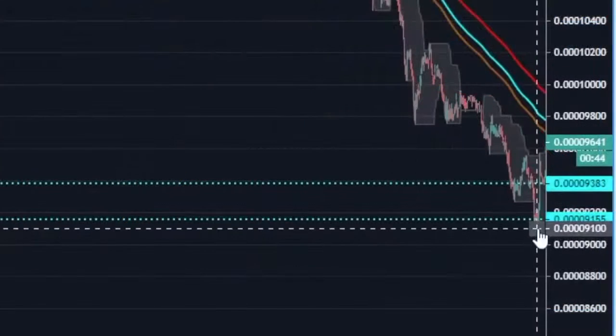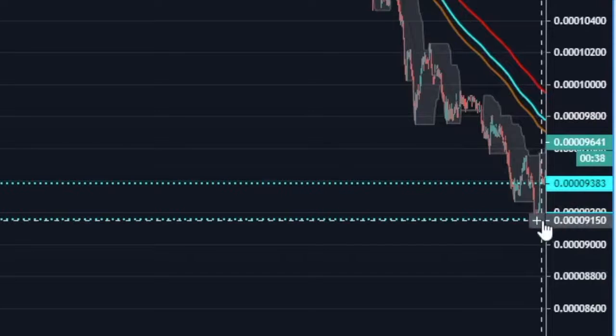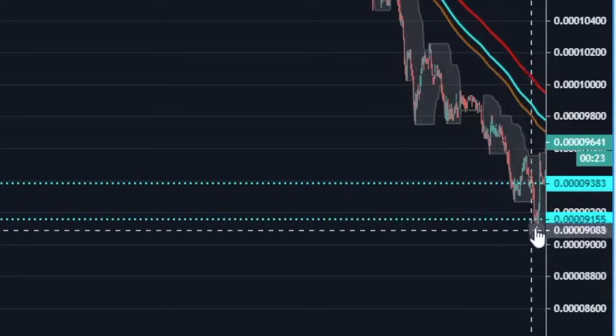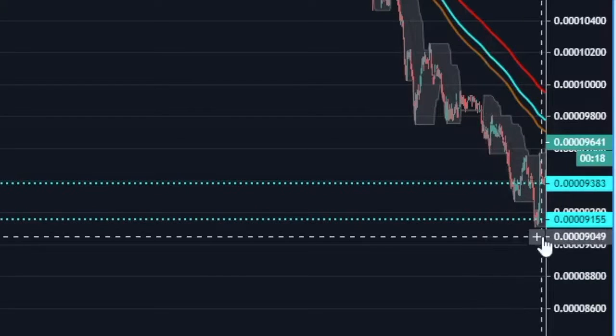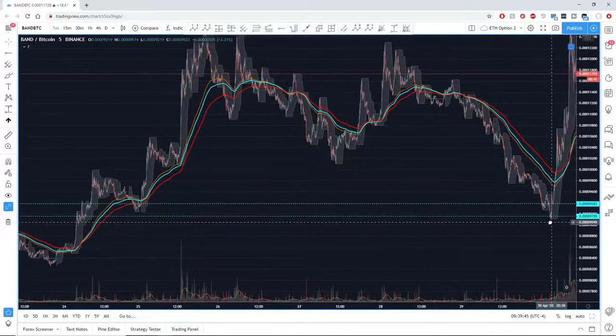Now, not long after that, we came down just below my other blue line by a couple of ticks, which would have maybe barely triggered my stop loss. But just to prove how strong this support is, look how much the price went up afterwards.